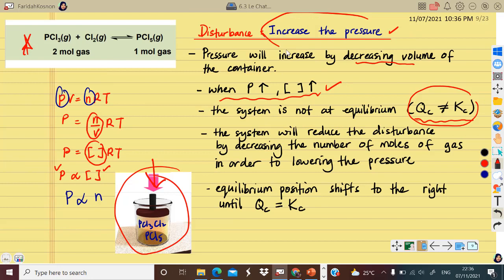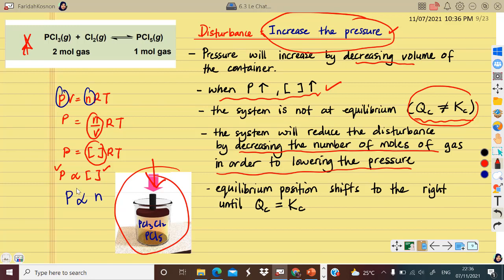Disturbance kita? Pressure of the system yang bertambah ni tadi. Okay. Jadi the system will reduce the disturbance by decreasing the number of moles of gas in order to lower the pressure. So bila kita ganggu sistem itu dengan increase the pressure, kita kena kurangkan disturbance itu dengan turunkan balik pressure itu. Okay.